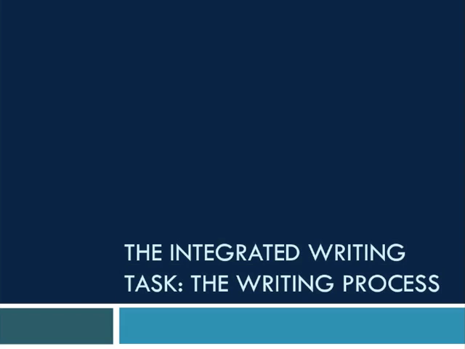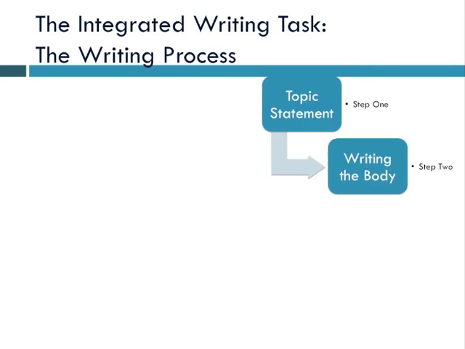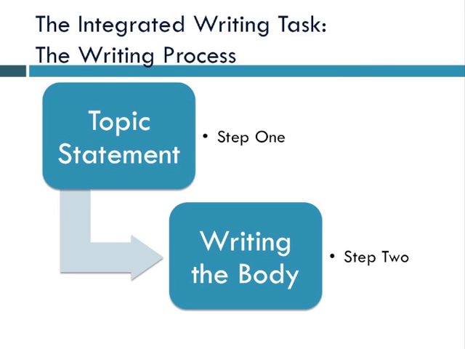So now we're going to transition and start looking at the actual writing process for writing the integrated task. Now really, if you think about it, what the test is looking for in this particular task involves basically two fairly large areas. The first area, or step, is writing the topic statement. The second area, or step, is writing the body of the response. And we're going to look at each one in more detail throughout the next part of the video here.